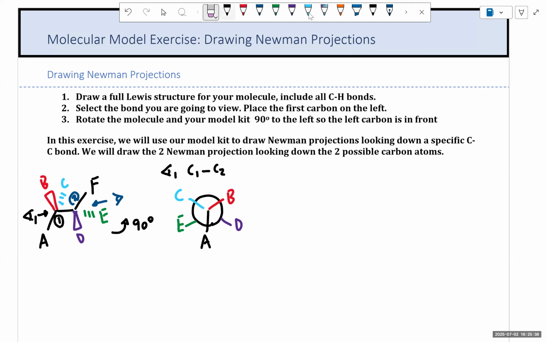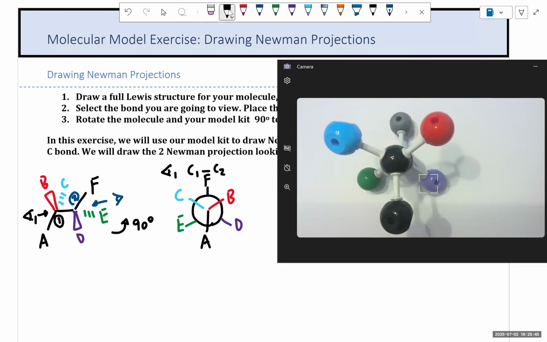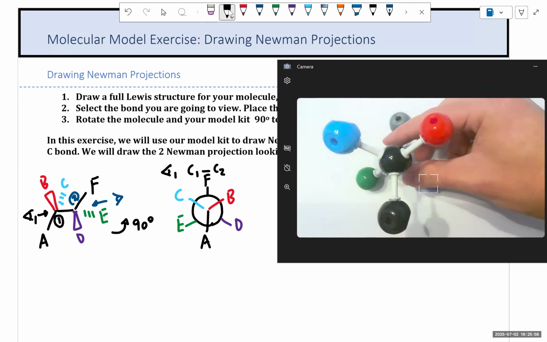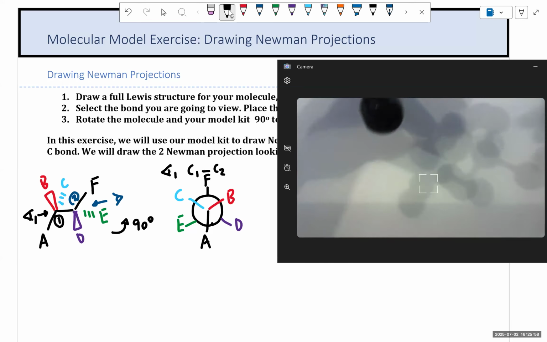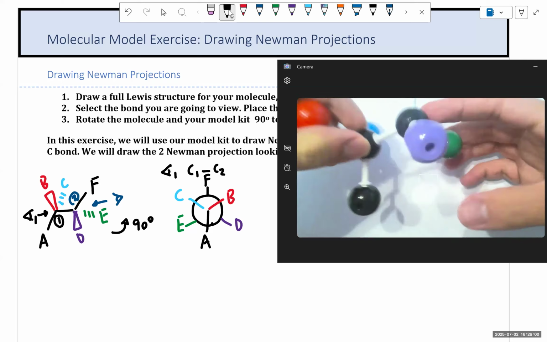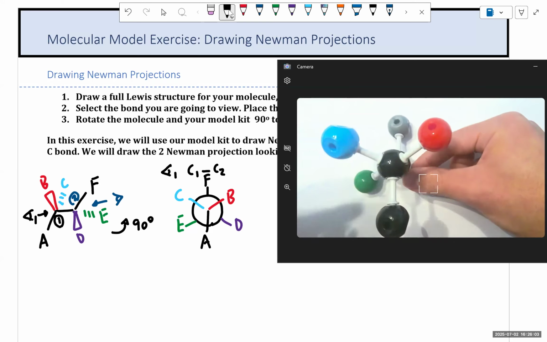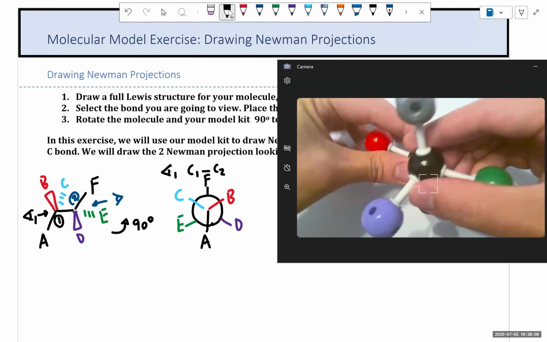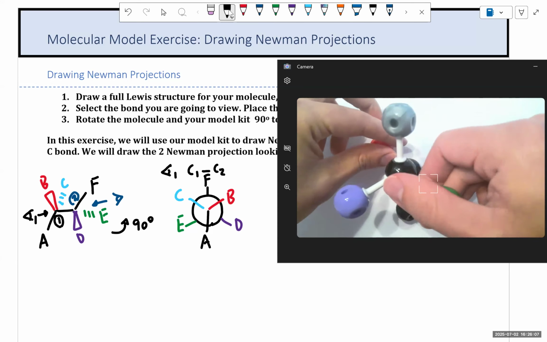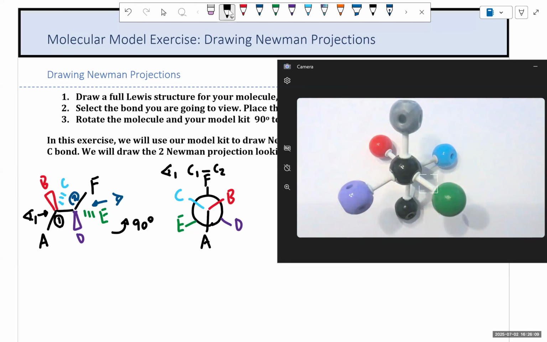Okay, so with that, we have a full Newman projection looking down the carbon-1, carbon-2 bond, which we obtained by just drawing what we see from our model kit. Now, we can just as easily look down the other carbon, and the way that we do that is we just rotate our whole model kit 180 degrees. So here's our initial view looking down carbon 1. If we want to look down carbon 2, we just rotate the model kit so that we're looking down carbon 2.